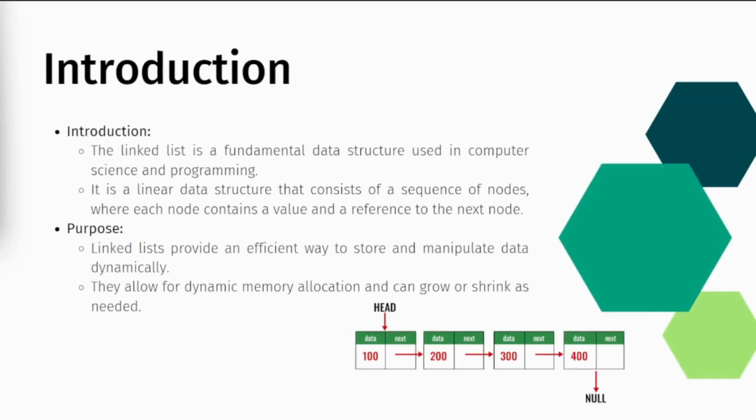Introducing the linked list. The linked list is a fundamental data structure used in computer science and programming. It is a linear data structure that consists of a sequence of nodes where each node contains a value and a reference to the next node. The purpose of the linked list is that it provides an efficient way to store and manipulate data dynamically. They allow for dynamic memory allocation and can grow or shrink as needed.